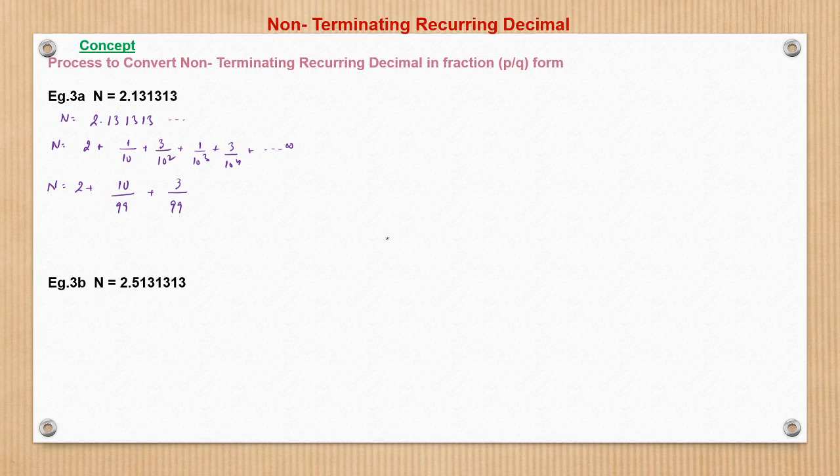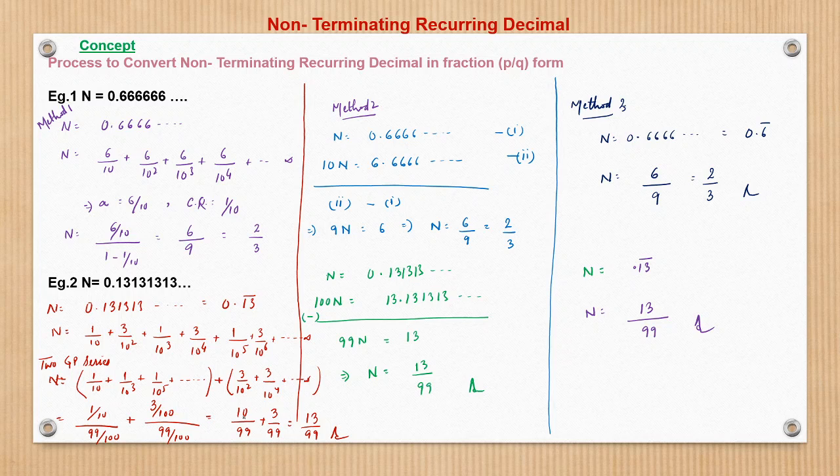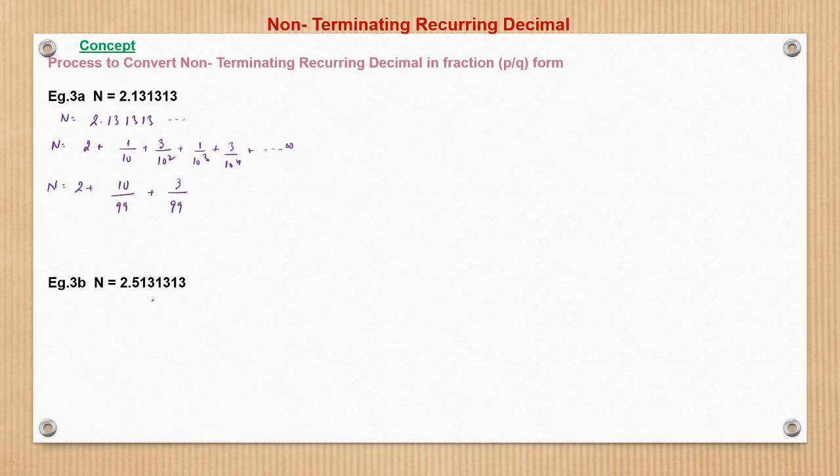In the previous example we had seen this GP series expansion, 10 by 99 and 3 by 99, so the same I'm writing here. If we take the LCM, it will be 198 plus 13 upon 99. So this becomes 211 upon 99. This is the expression in the p by q form.